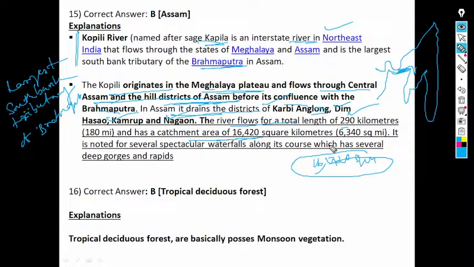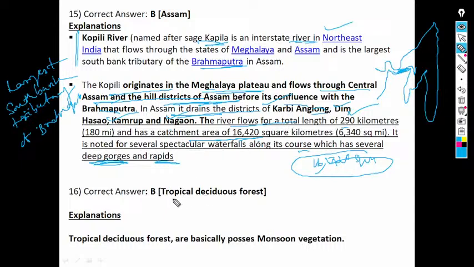It is noted for several spectacular waterfalls along the course, which have several deep gorges and rapids. In the river course, several deep gorges and rapids are found particularly. Deep gorges are in the river course.